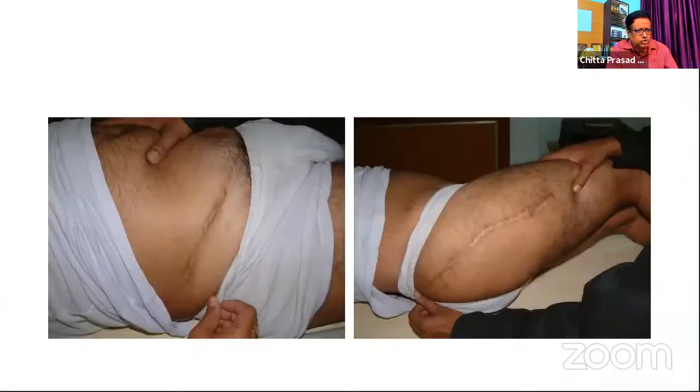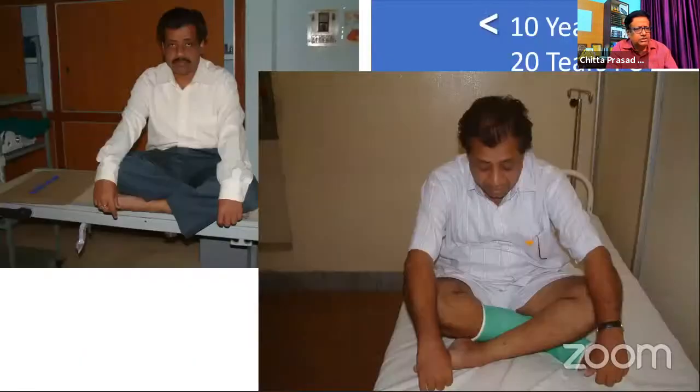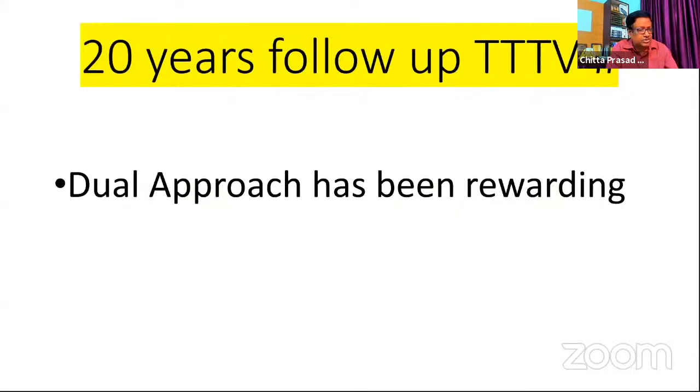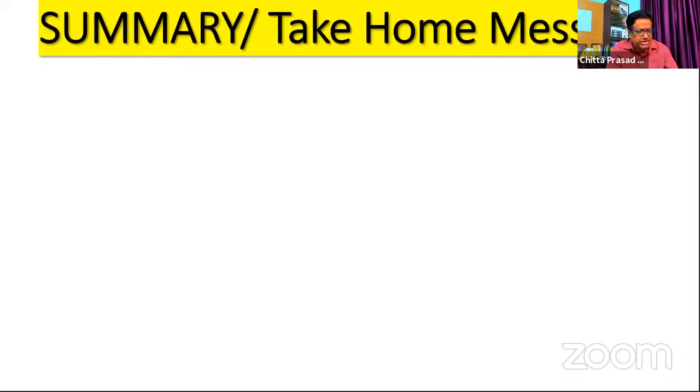This was 10 years post-op. This was the approach. And this is the gentleman on my left. He's 10 years. This is under 20 years. He broke his ankle and came to me. And this is the 20th year. His hip is still functional. So 20 years follow-up, this transrectal transverse fracture dual approach has been very rewarding.